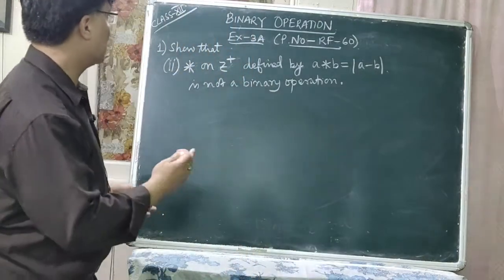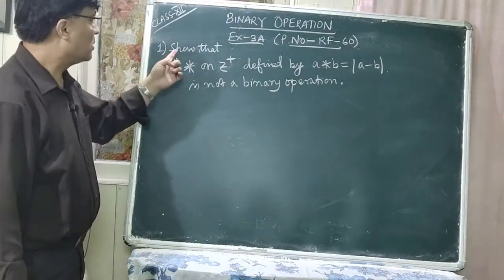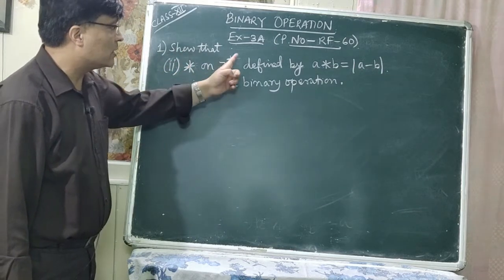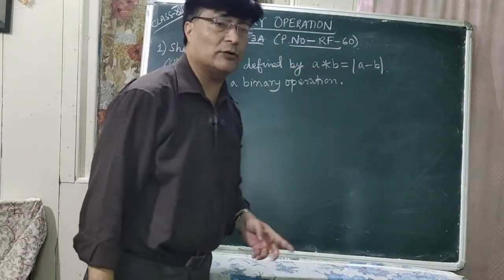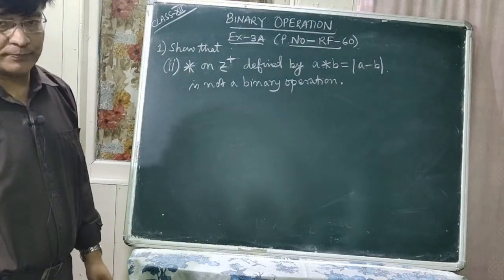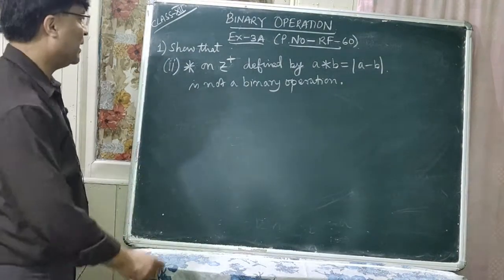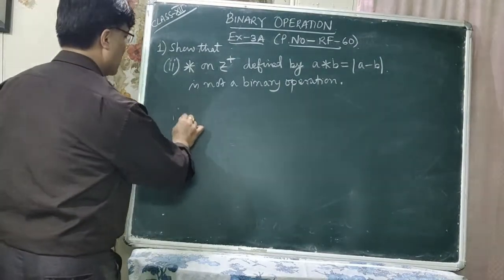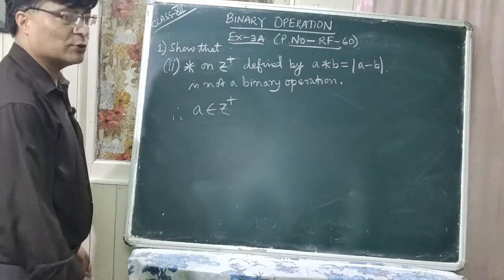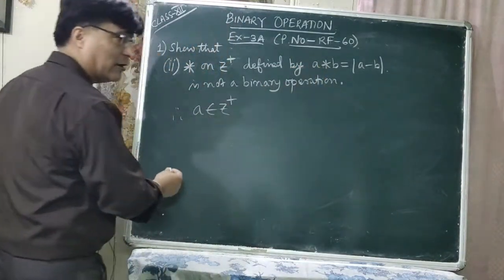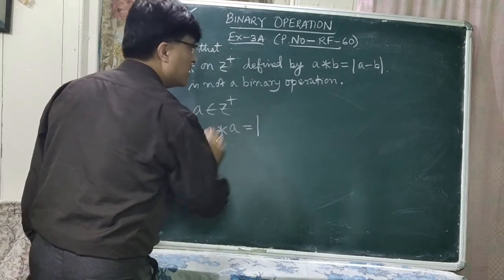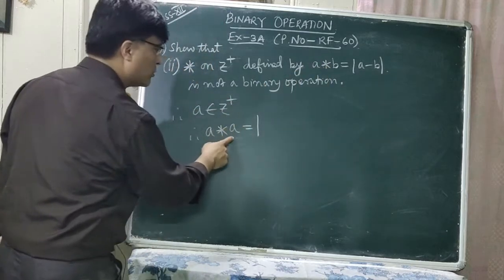So now we'll do the next question, that is question number 2. You have to show that this star operation on Z plus defined by A star B is equal to, this is modulus, modulus of A minus B is not a binary operation. So you have to prove it. Okay. So you know that A belongs to Z plus. You may write A star A here also. So therefore A star A is equal to within mod, so instead of B also you write A.